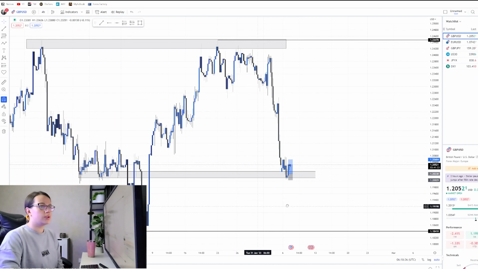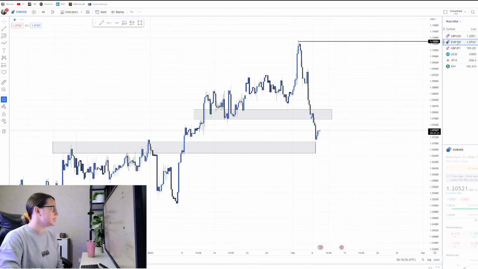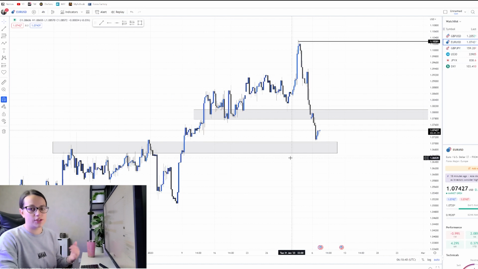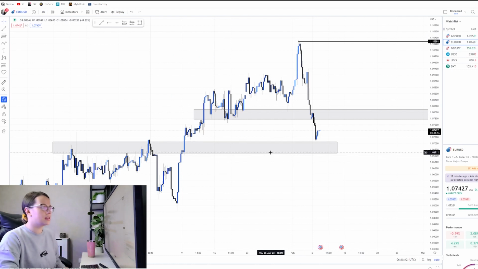And then we move to EU, and EU is pretty much the same as GU, because they both had a bearish move, and then as you can see here, I already have a little zone.